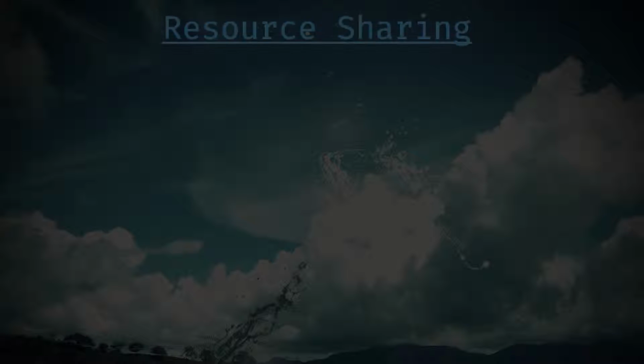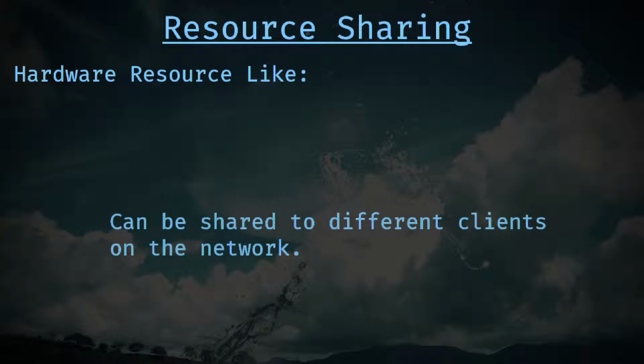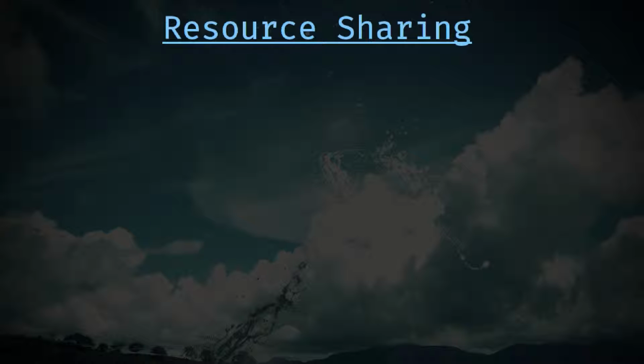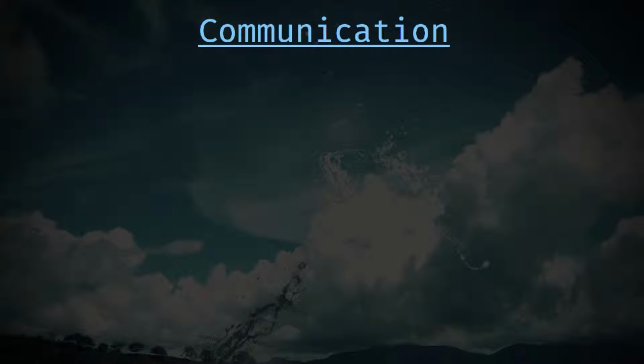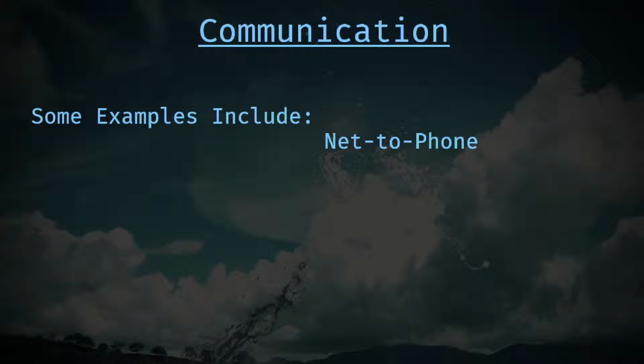The fifth point is resource sharing. Hardware resources like printers, scanners, CD-ROMs, floppy drives, and modems can be shared with different clients on the network. So you don't have to buy 50 printers for 50 PCs. You would only buy 1 or 2 depending on how much printing is going on. My sixth point is communication. Communication across the network is the cheapest way and the fastest way, period. That includes internet chatting like IRC, emails, net to phone, which is VoIP, and net meetings like Skype.